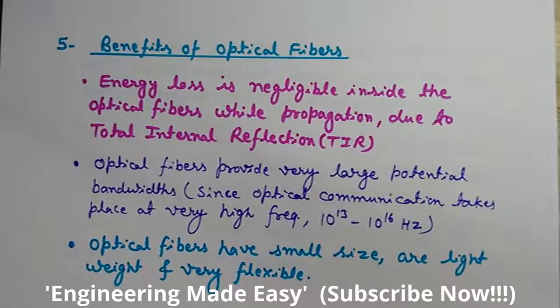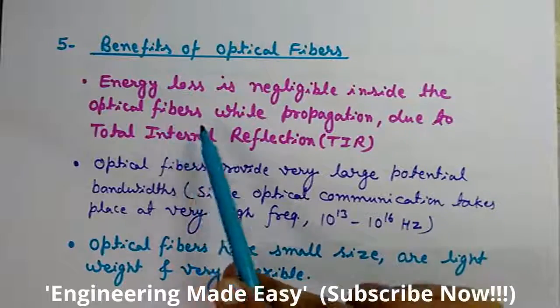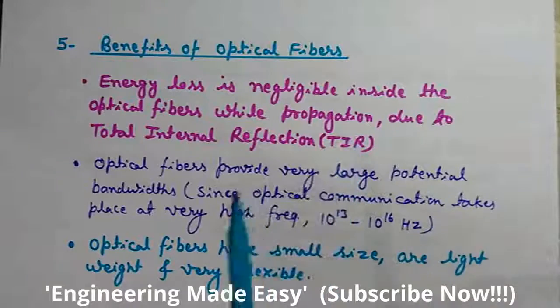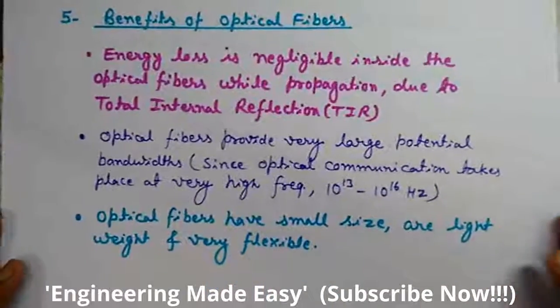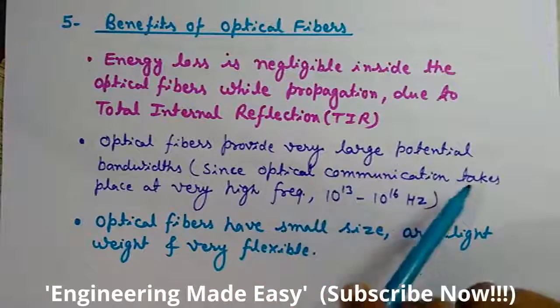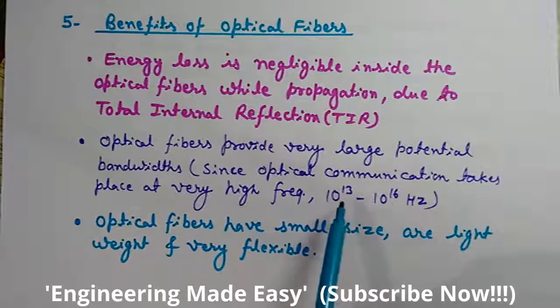Now the fifth point is the benefits of optical fibers. Here we will discuss various advantages of using optical fibers. Energy loss is negligible inside the optical fibers during propagation due to total internal reflection. We have discussed it: TIR has negligible losses. Optical fibers provide very large potential bandwidths, since optical communication takes place at a very high frequency, 10 to the power 13 to 10 to the power 16 hertz.